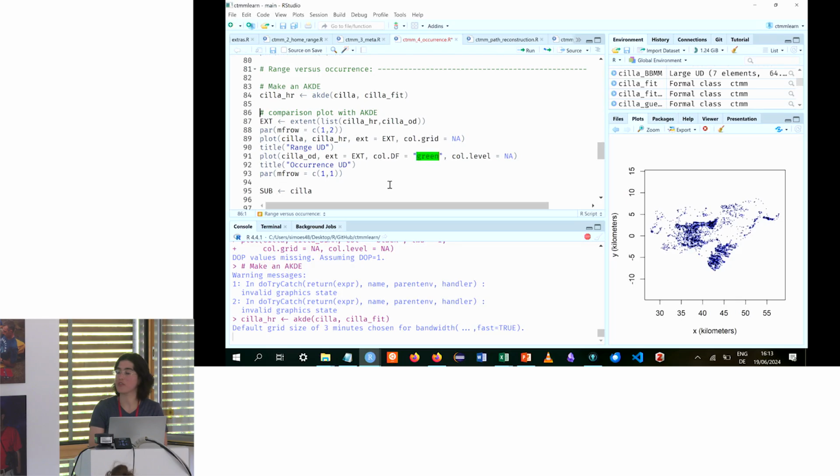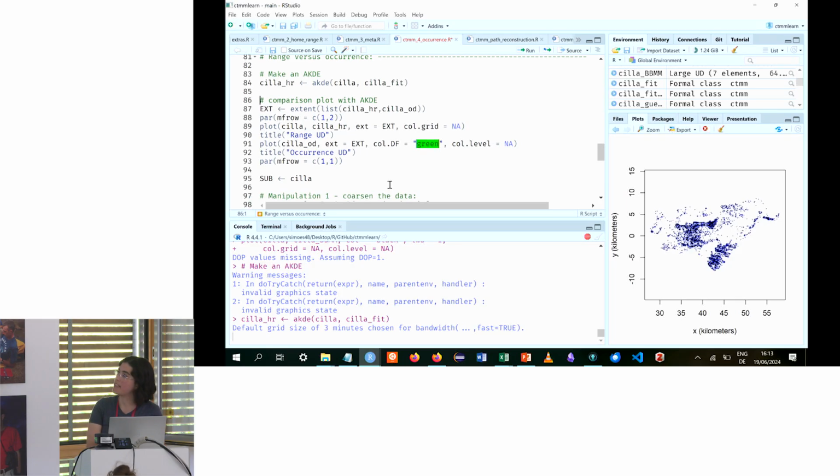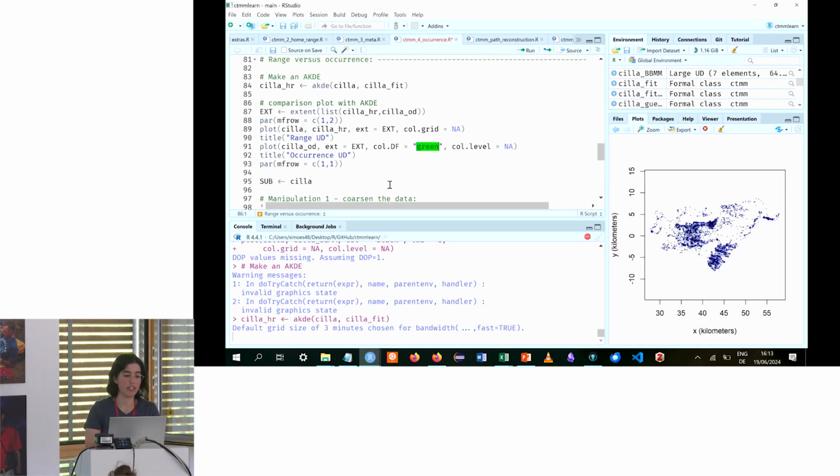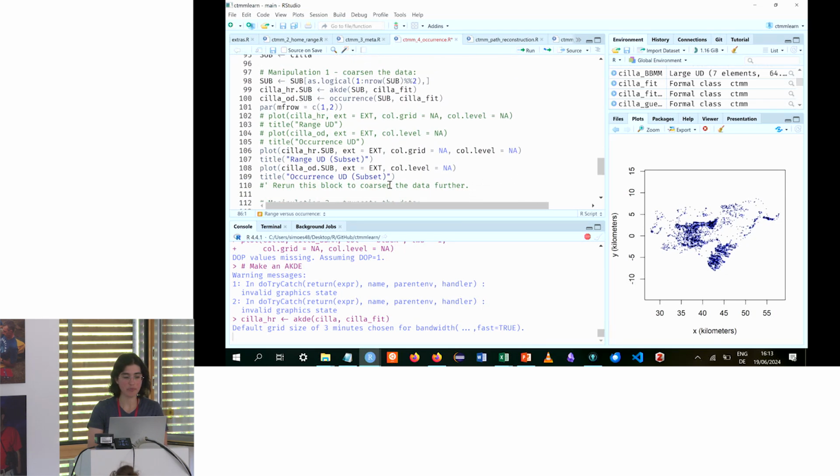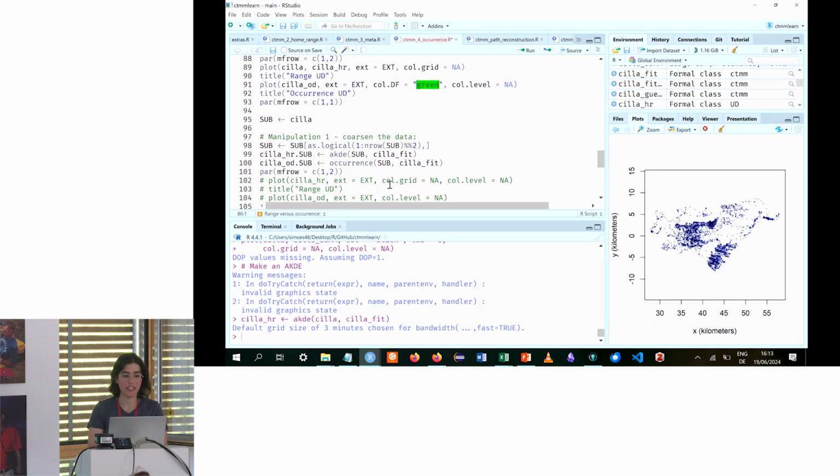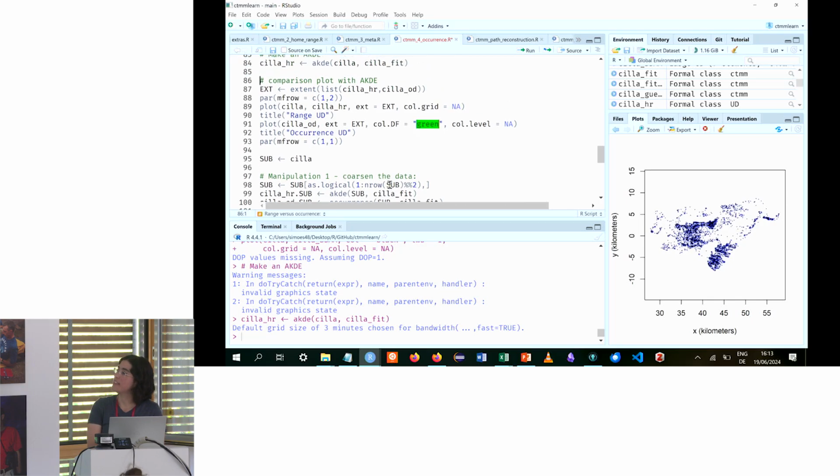Yeah, and this is just quickly showing them side by side, but we saw that already in the presentation. Just the impacts of coarsening the data and truncating the data, but it's the same type of plots I was showing before.